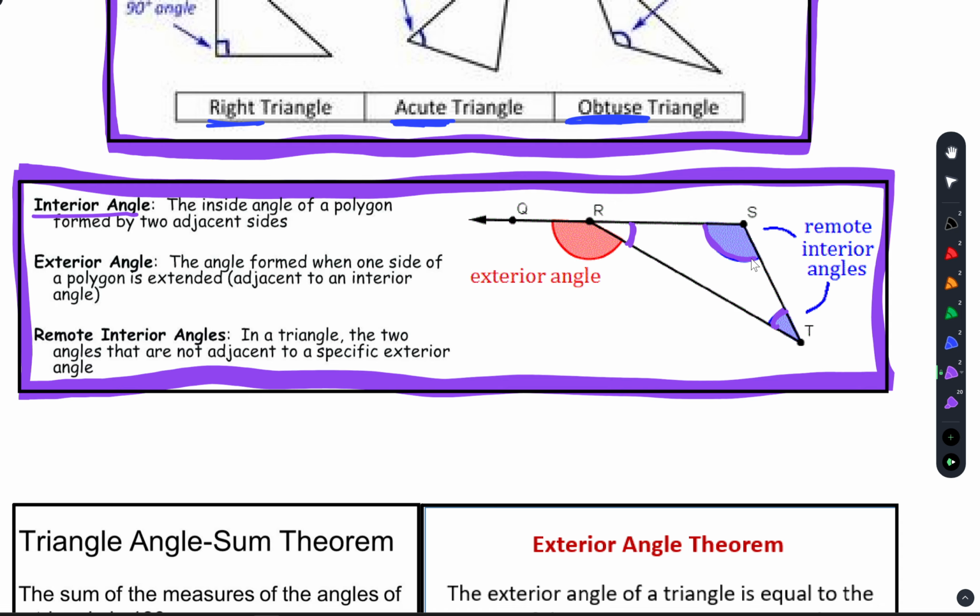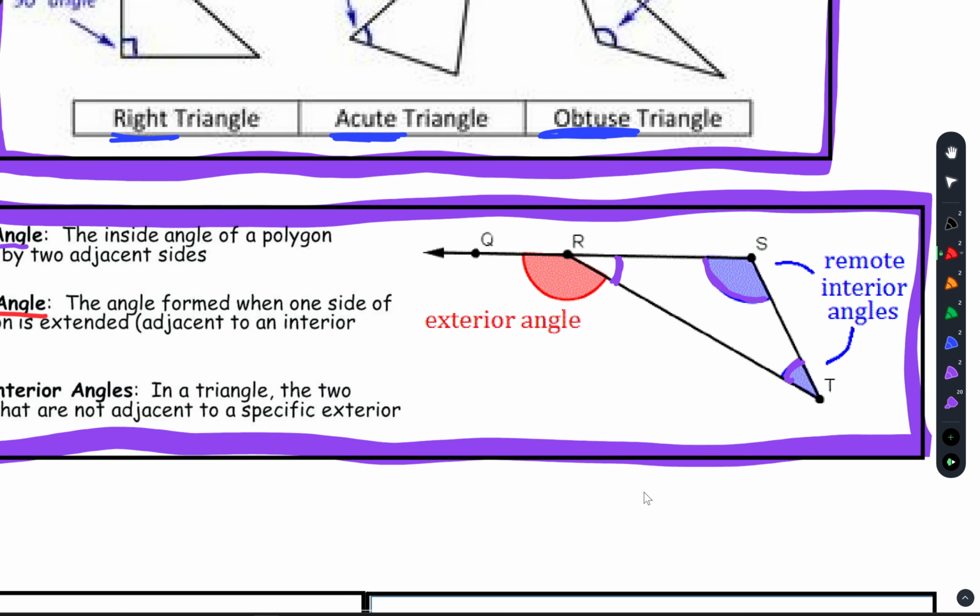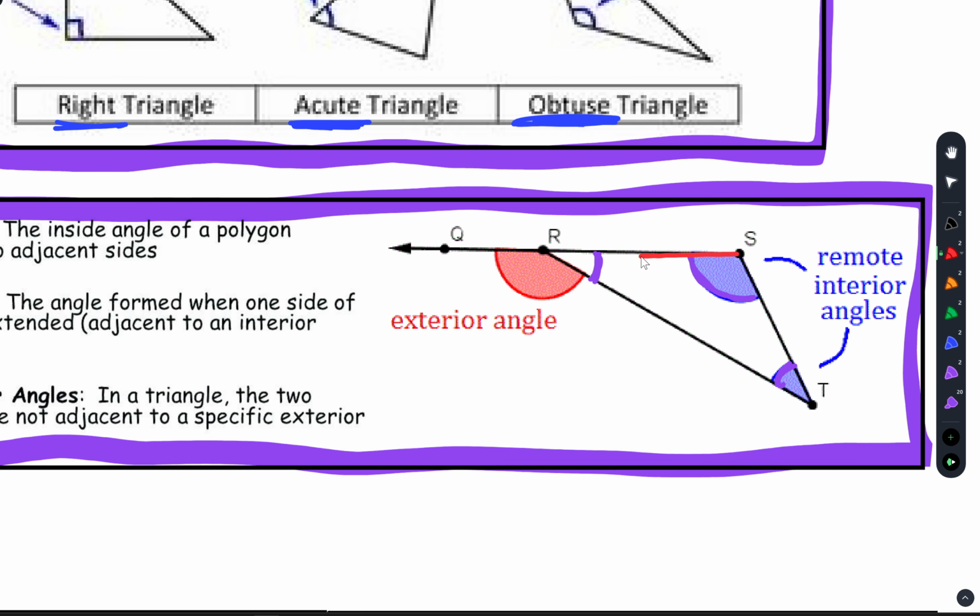Now, this next definition is a little bit weird. An exterior angle is when we take one of the sides of my triangle, so like that side right there, and we extend it. When we extend any side of a triangle or any polygon, we get an angle on the outside. That's kind of like in between that side that we made and one of the other sides of our triangle. This is just one example of where an exterior angle could be.